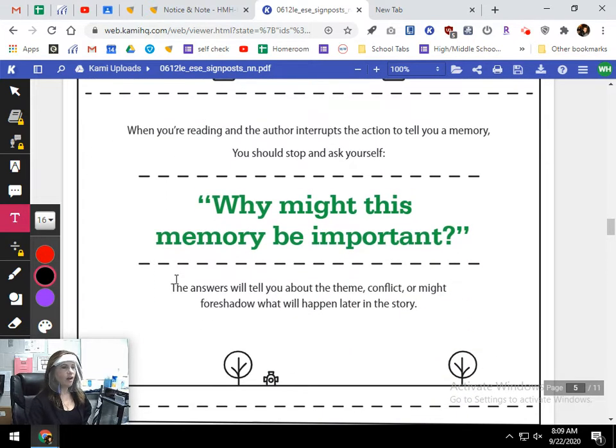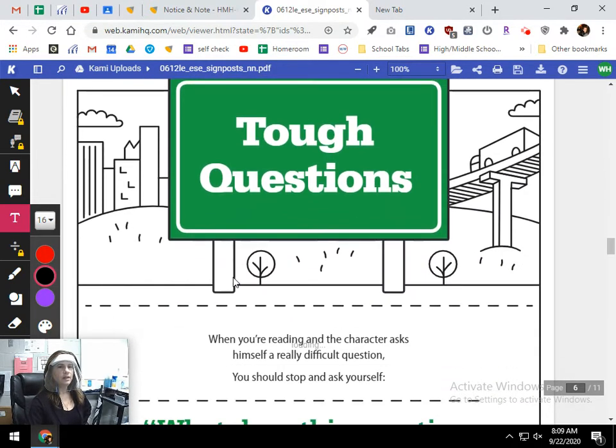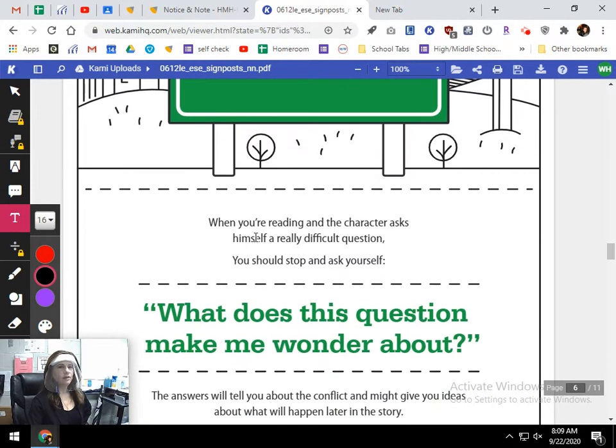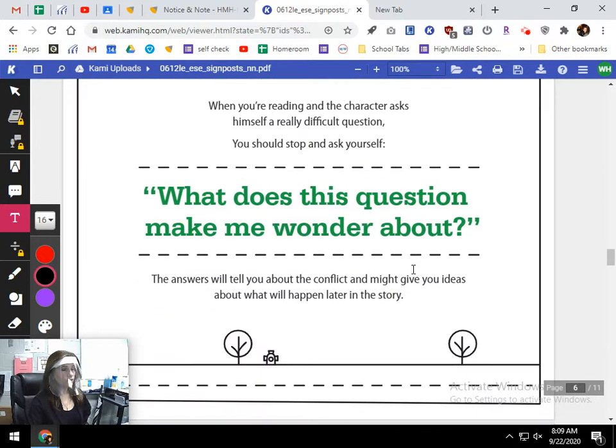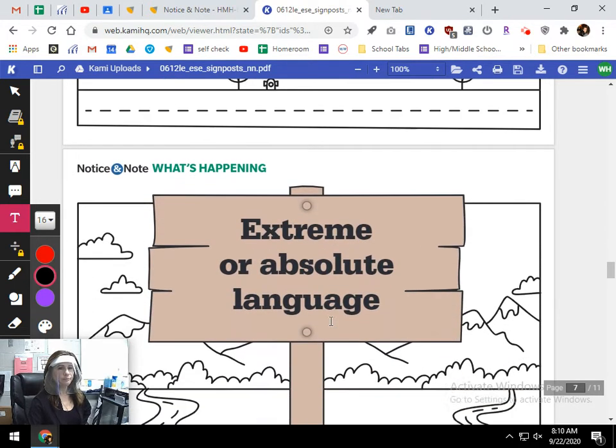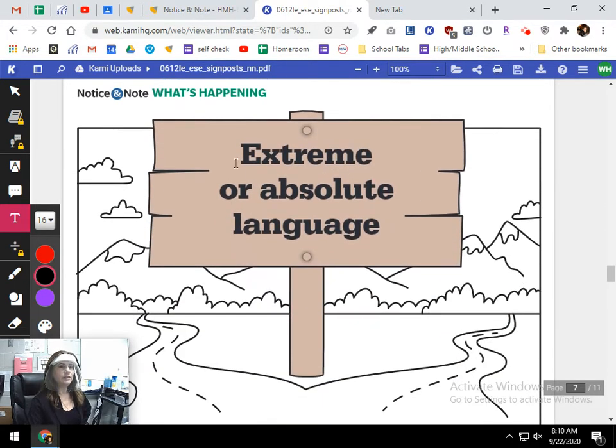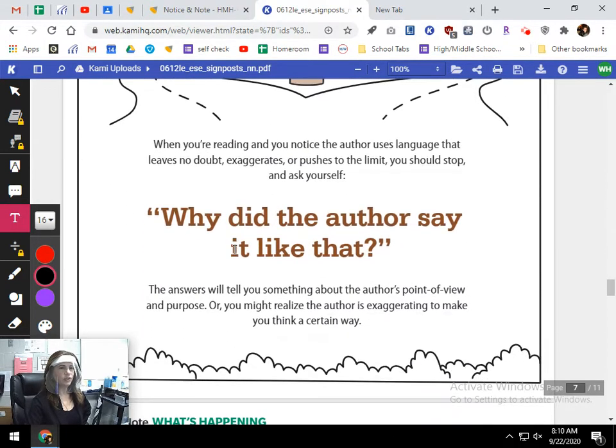moment. And always, if there's a flashback or a memory with a character, it's significant and important. Tough questions. When you're reading and a character asks himself a really difficult question, you should stop and ask yourself, what does this question make me wonder about? And we're going to be specifically talking about this one today, extreme or absolute language.